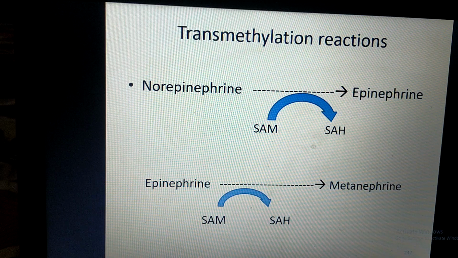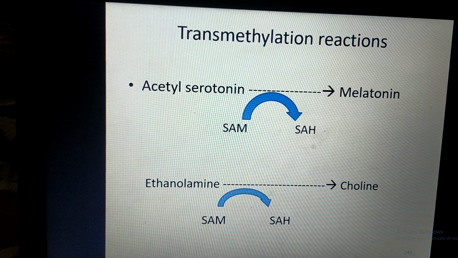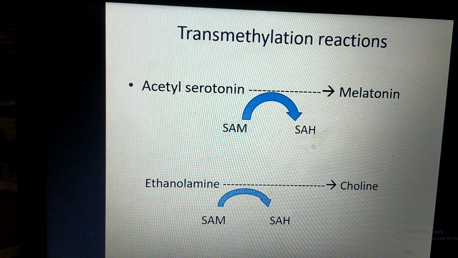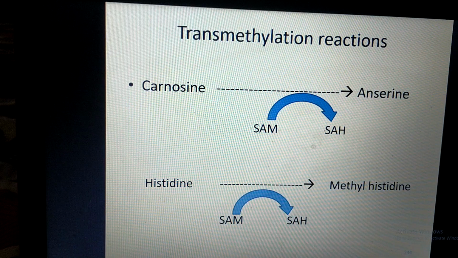In the next reaction, epinephrine itself acts as a methyl acceptor and forms a methylated product called metanephrine. The next methyl acceptor is acetylserotonin, which forms melatonin as a methylated product. Ethanolamine combines with the methyl group of SAM to form the methylated product called choline. At the same time, carnosine also acts as a methyl acceptor from SAM to form a methylated product, and serine.